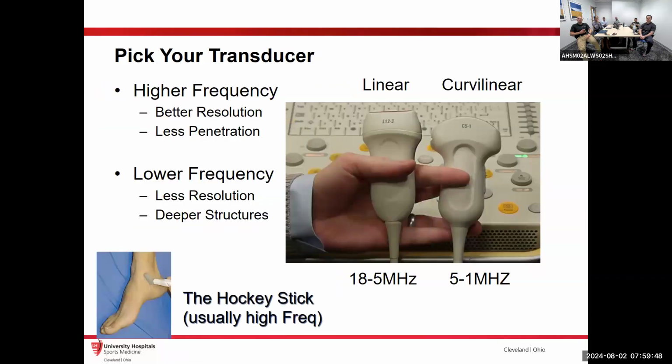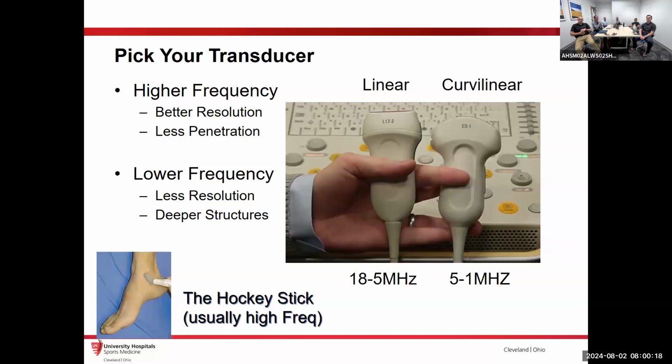Higher frequency is going to be better resolution, but it won't penetrate as deep, so there are more superficial structures. Lower frequency is not going to be as clear, but you're going to be able to see the deeper structures. So your curvilinear is that low 1 to 5 megahertz versus your linear, which is 5 to 18. Usually your hockey stick is 12 to 18, it's usually higher.